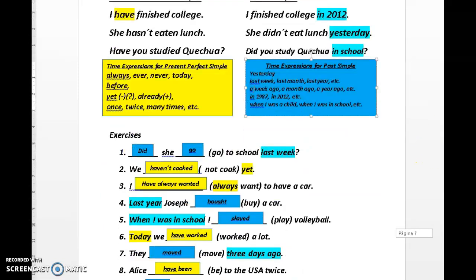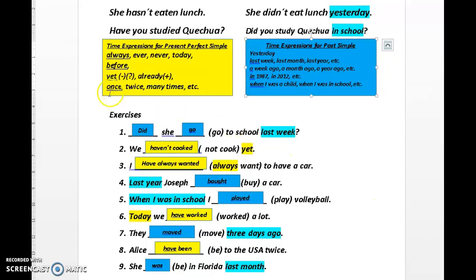The following exercises are in order to practice present perfect simple or past simple. You have to identify which one is the correct tense to use in every sentence. For example, in sentence number 1. Last week. This is a definite point in the past. So this is past simple. Did she go to school last week?